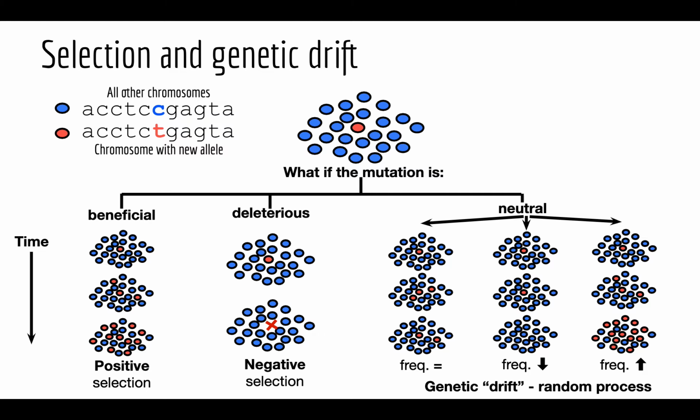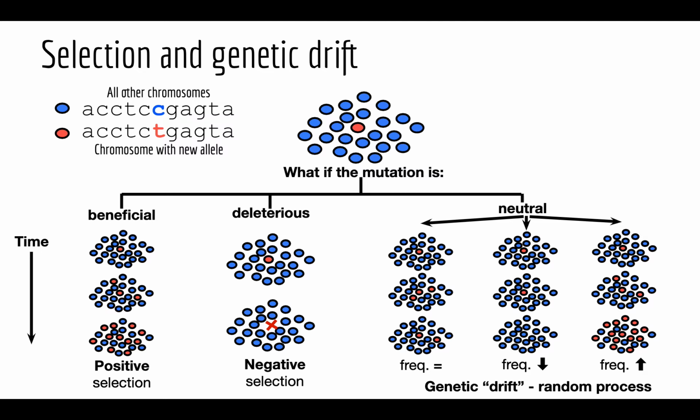However, mutations can increase, decrease, or stay the same frequency just due to random processes. Just the randomness of mating can lead to increases or decreases in the frequency of a mutation that arose in the germline that have nothing to do with selection.